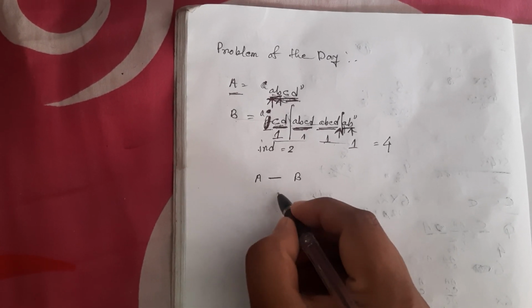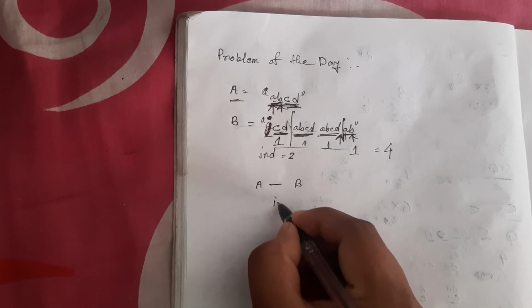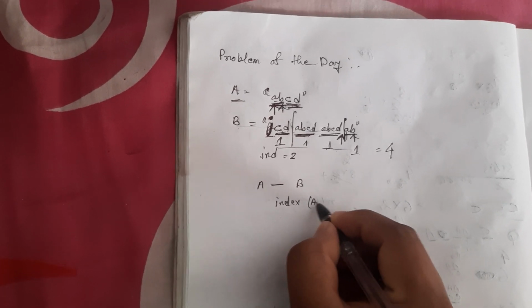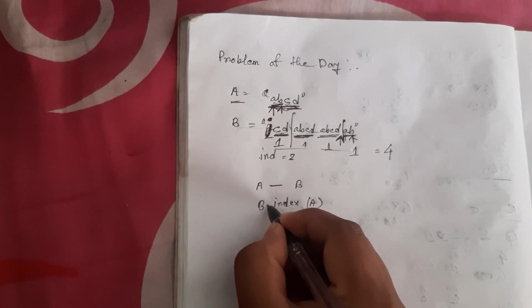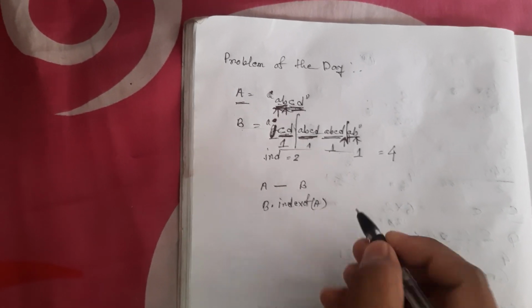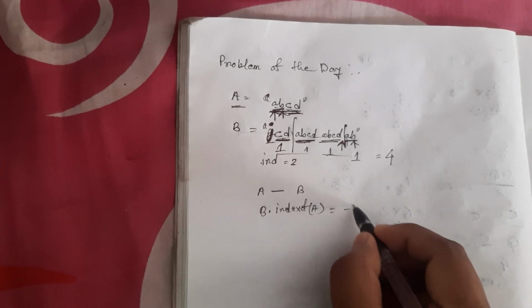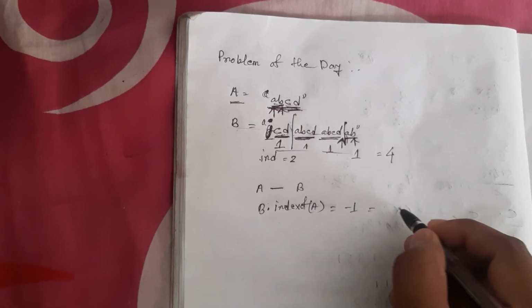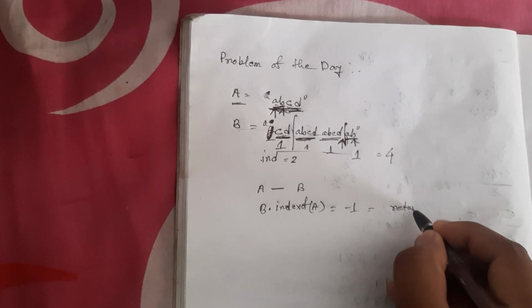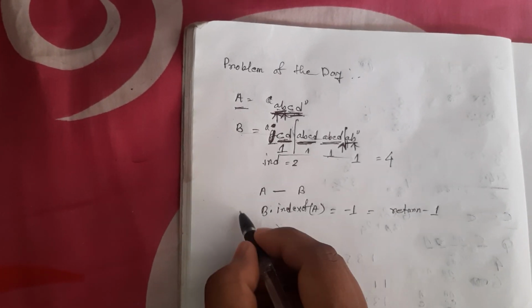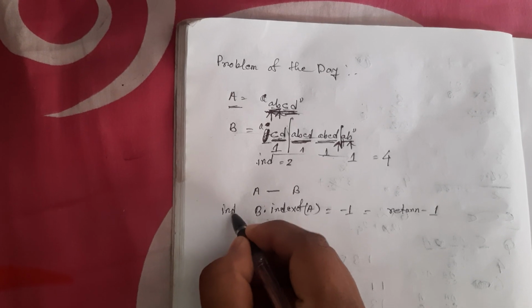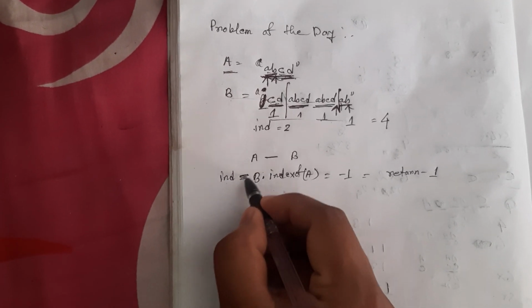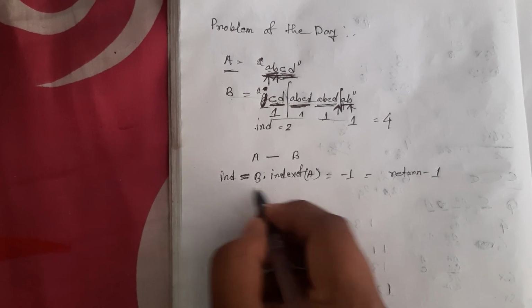So we will find the index of a. We'll check b dot index of a. If it returns -1, in that case we are not finding abcd, so we just need to return -1. Let's say we are finding our index. We will store it in an index variable and find the index.